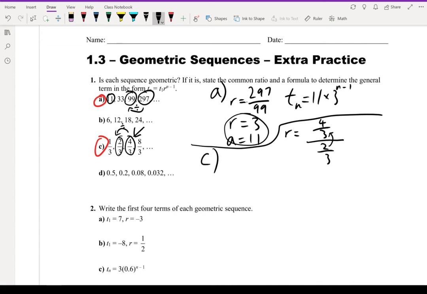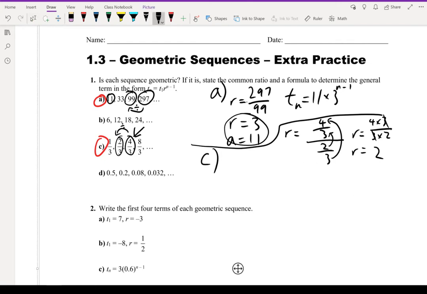Dividing fractions: inside times inside, outside times outside, bring them all to the top. So r is equal to 4 times 3 all over 3 times 2. The 3 and the 3 will cancel out. That's just 4 over 2, so r is equal to 2. Every single time it multiplies by 2. And the first term is 1 over 3.